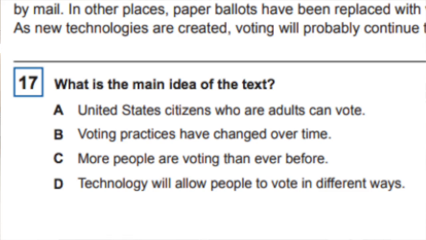Now let's look at the answers. A, United States citizens who are adults can vote. B, voting practices have changed over time. C, more people are voting than ever before. D, technology will allow people to vote in different ways. Go ahead and make your guess.